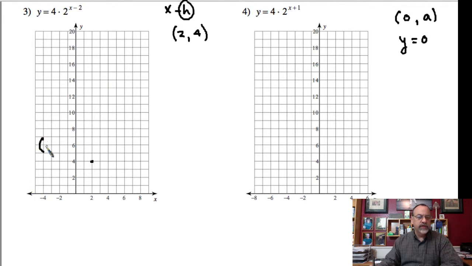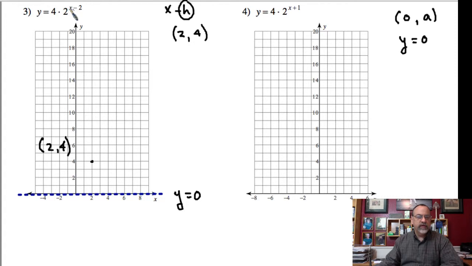So I'm going to label this point over here, just to keep it out of the way. Now there is no vertical shift up or down, so that means my asymptote y equals 0 is going to remain at the line y equals 0. Now because this point has been shifted to the right 2, I want to find out where this is going to cross the y-axis. So I'm going to substitute in the value 0 for x and simplify the expression.